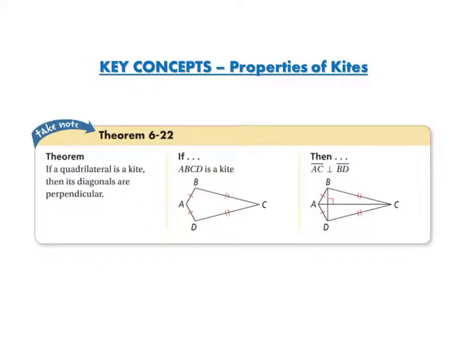When you have a kite, again, you have two pairs of congruent sides. Also, if it is a kite, then the diagonals are perpendicular. That means they will cut it into 4 90-degree angles.